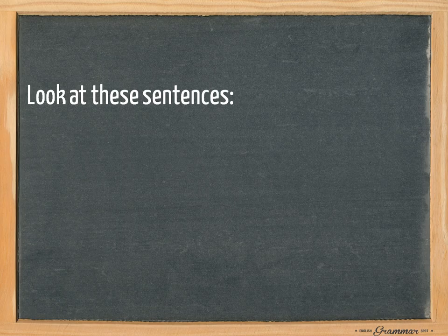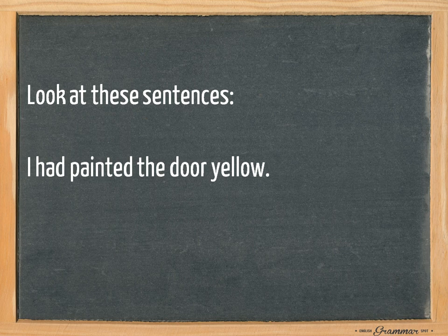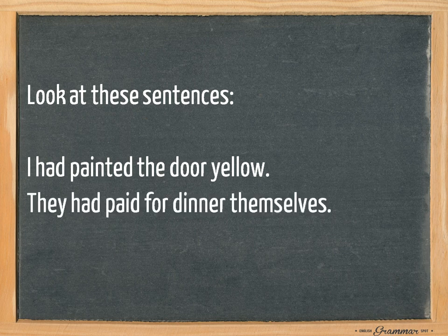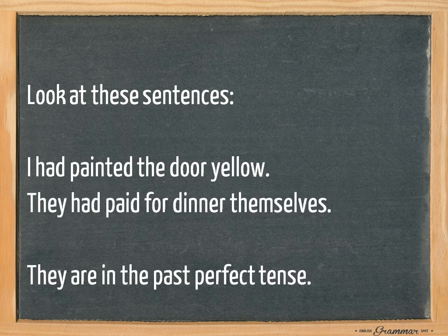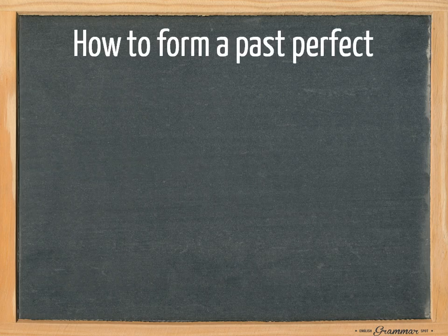Now let's get started. Take a look at these sentences. I had painted the door yellow. They had paid for dinner themselves. Both these sentences are in the past perfect tense. How do we form a past perfect?